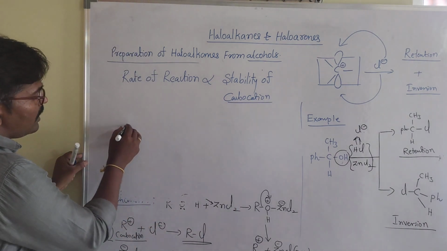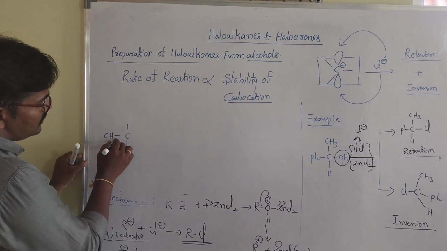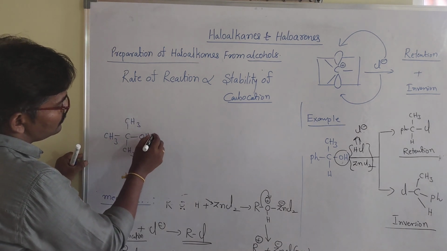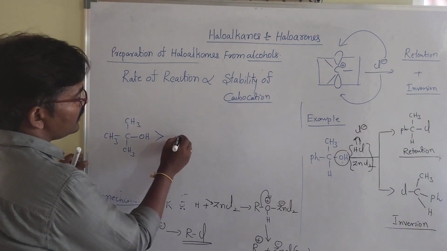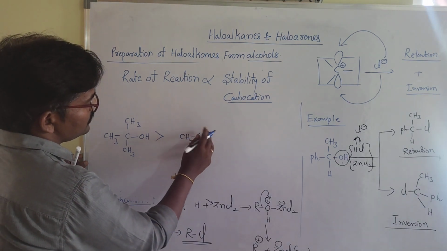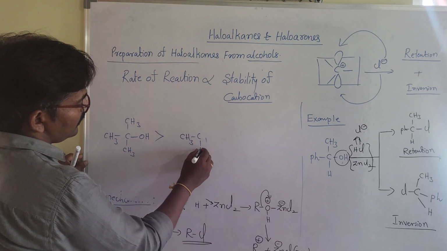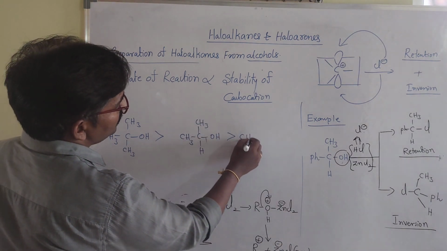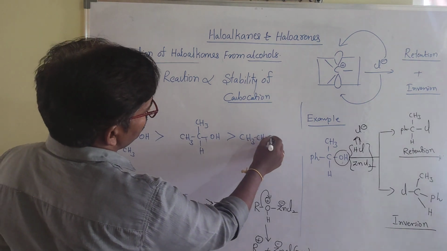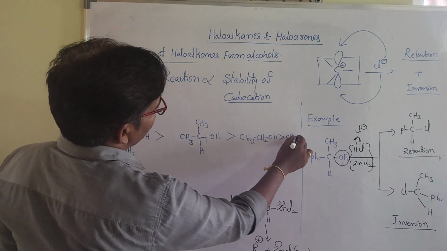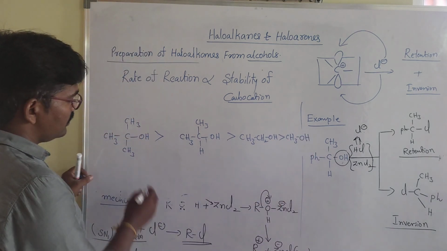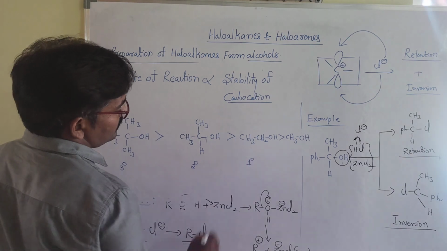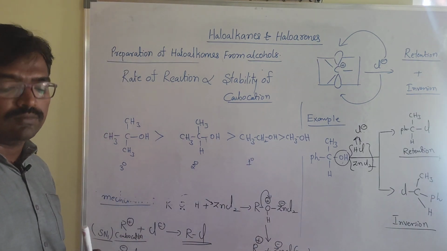So tertiary alcohols, CH3, CH3, are the most reactive towards this reaction. Then after that secondary alcohols, CH3, CH, CH3, then OH. Then after that primary, CH3, CH2, OH. Then after that methyl alcohol, CH3OH, like this. Clear? So this is tertiary, this is secondary, this is primary alcohols. This is the order of rate of reaction.